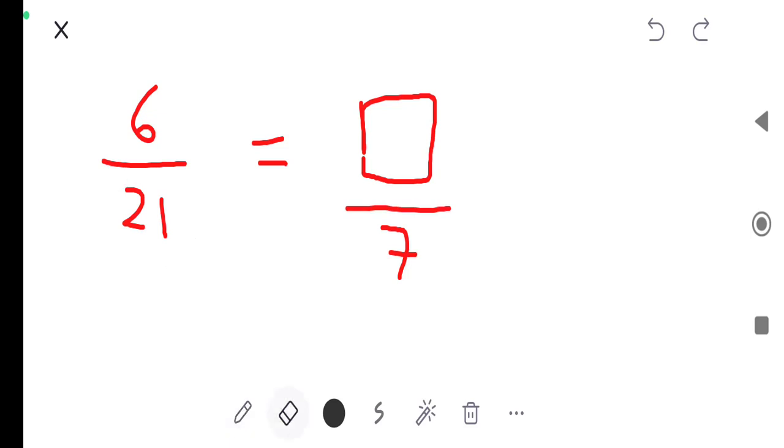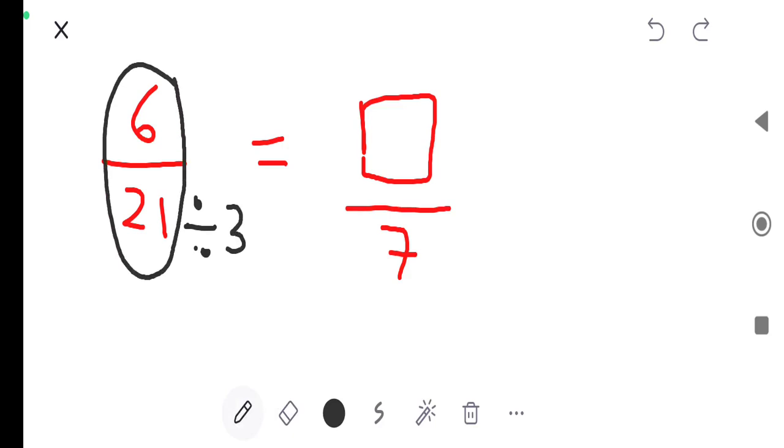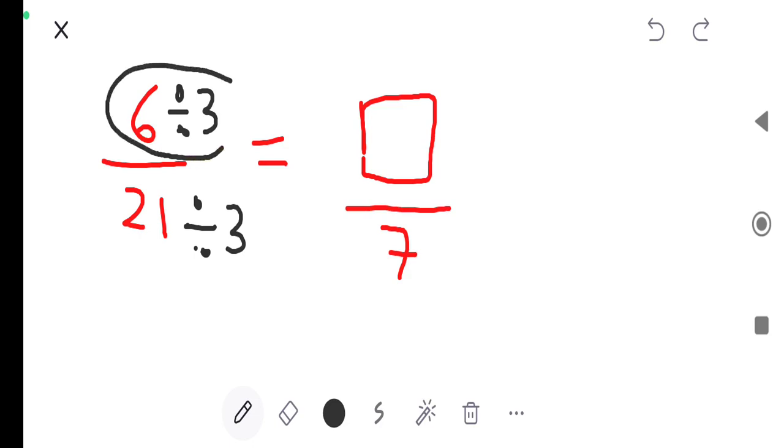Now, 21 divided by what number will give you 7? You agree with me that 21 divided by 3 will give you what? 7. Now, whatever you do to the bottom of this fraction that I circled, you must also do it to the top. Because we did divide by 3 at the bottom, I will go to the top and also divide by 3. Then you do 6 divided by 3 and that will give you 2. So the missing number is 2.